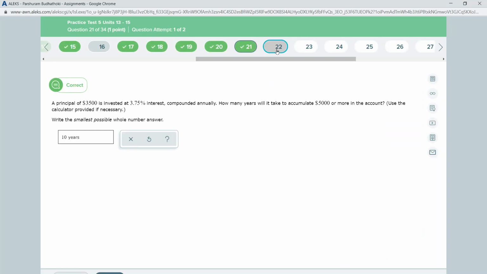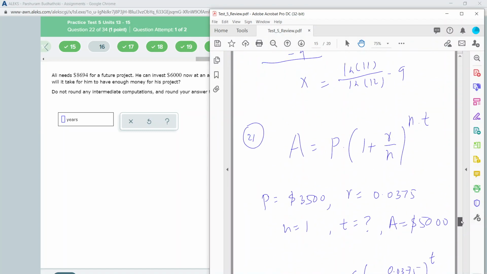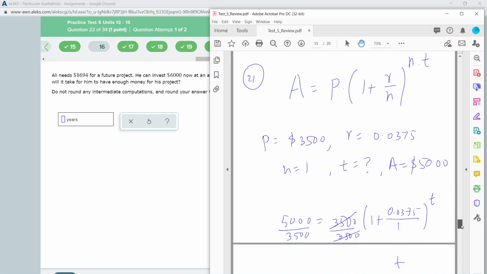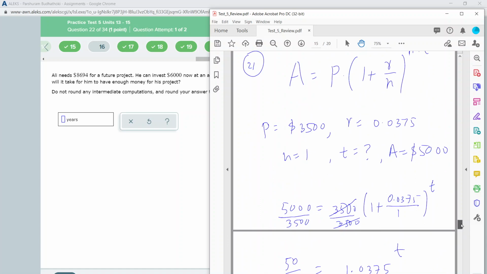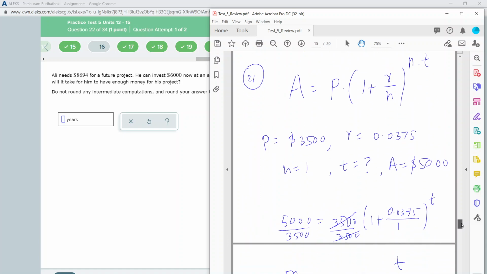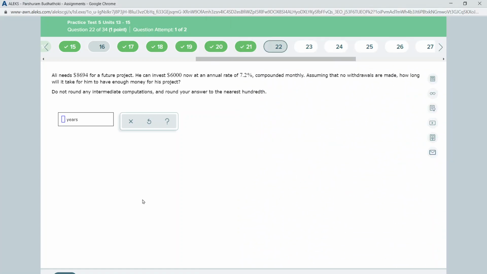Okay, in this case you have exactly the same problem, but instead of compounded annually, you have compounded monthly. So you are going to use the same formula, but the value of n would be 12, because compounded monthly means the value of n would be 12. I'm going to skip this because this is exactly same problem we did here for finding the time. The only difference is the value of n, which is compounded monthly, so it would be 12.